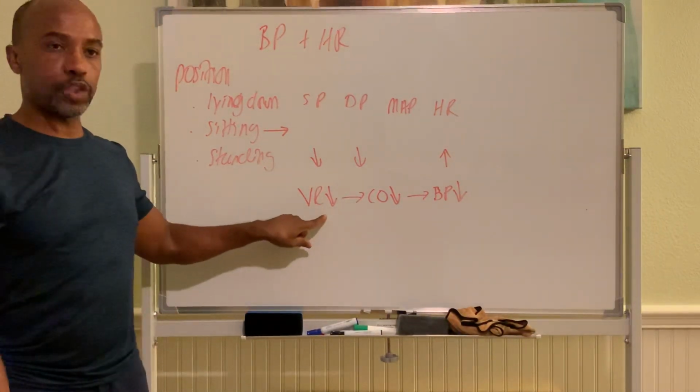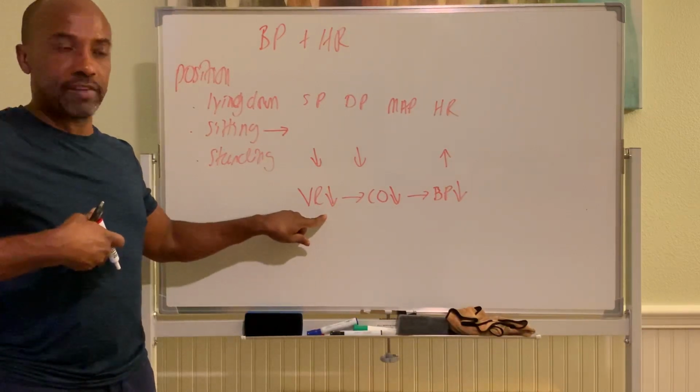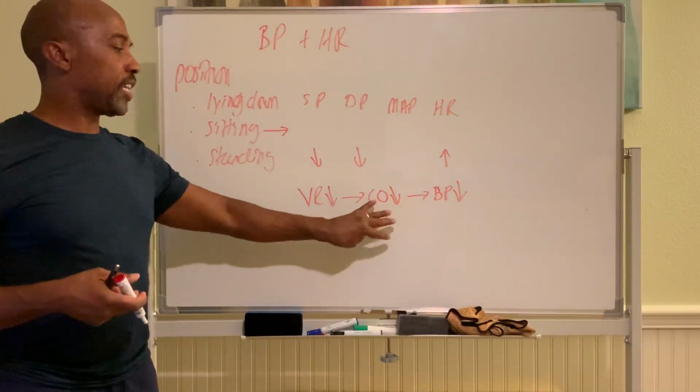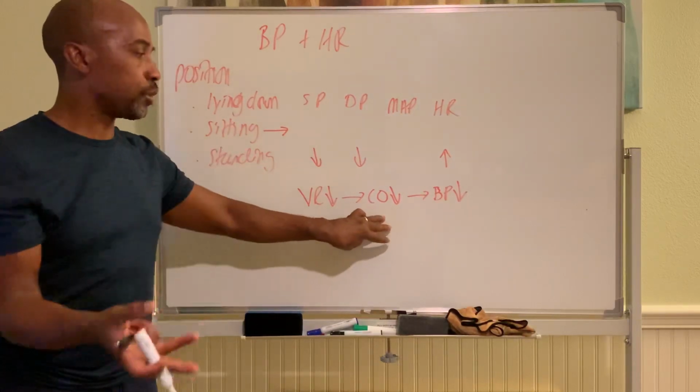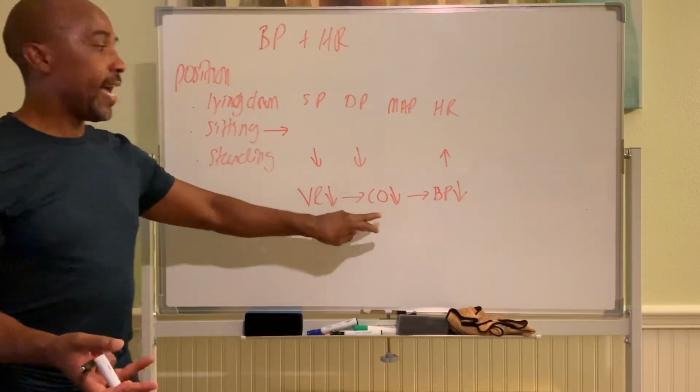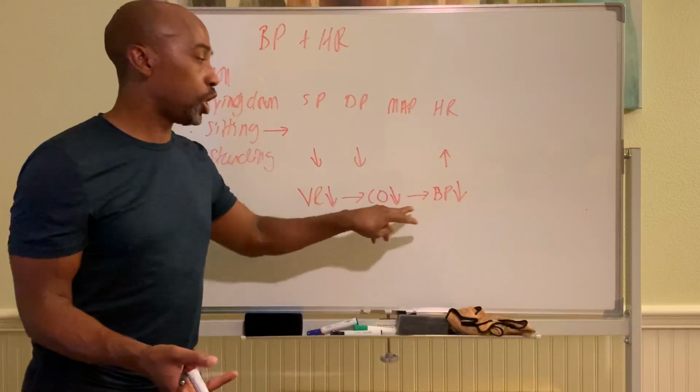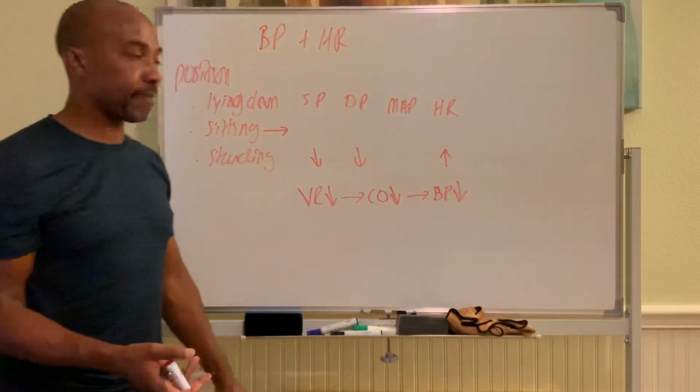Gravity slows down the return of blood to the veins, to your vena cavas, into the right atrium, which means you have less blood in the heart to push out. So which means your SV is lower. And if your SV is lower, that means your CO is lower, which then causes a lower BP there.